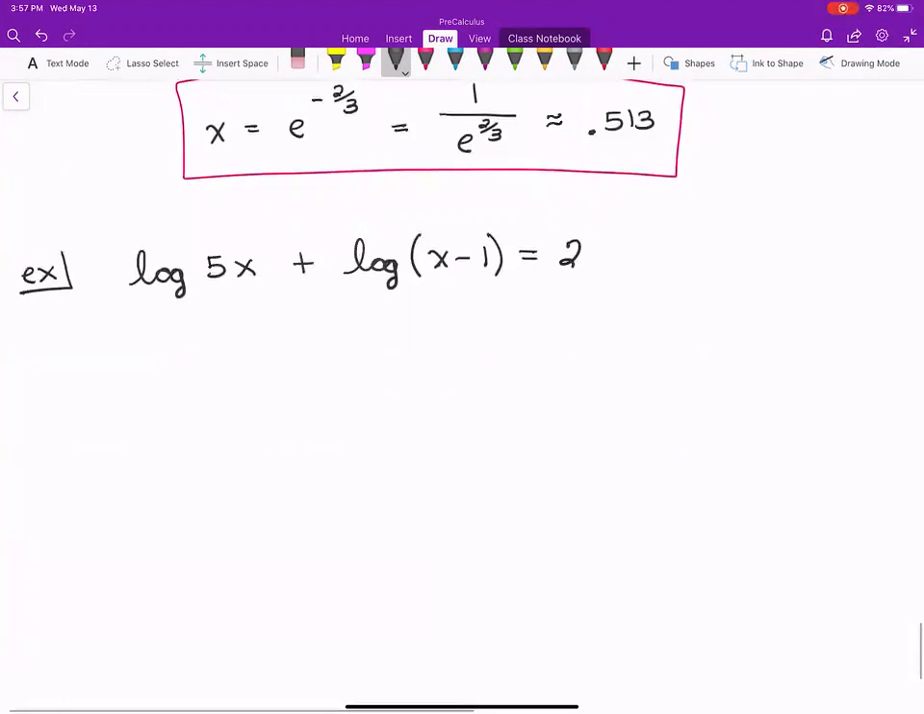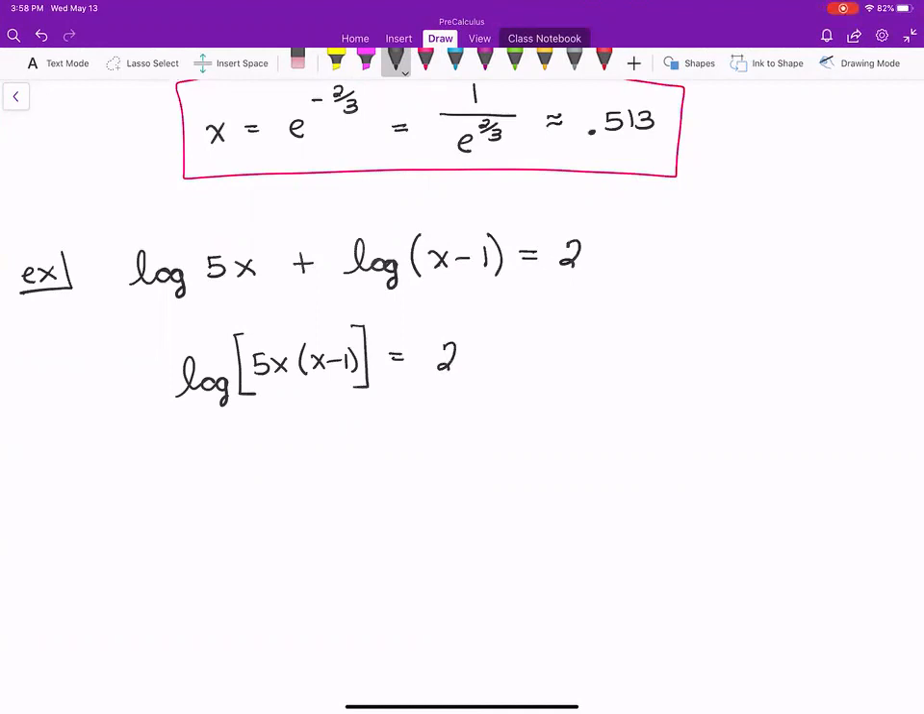All right, so before I do this one, I do want to condense those two logs into one. Because they both have the same base, and because they're addition, I'm going to condense that into one log, and I'm going to do that through multiplication. So that'll be 5x times the x minus 1.